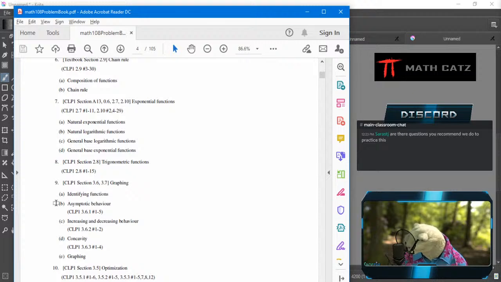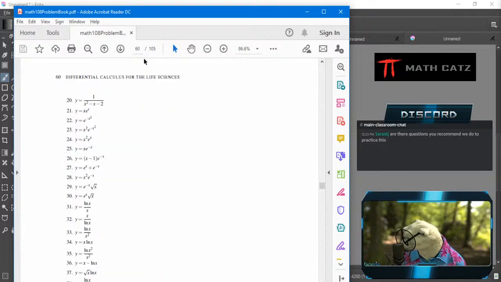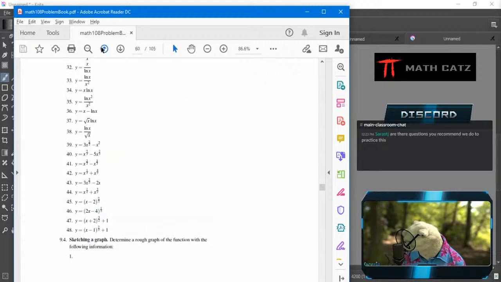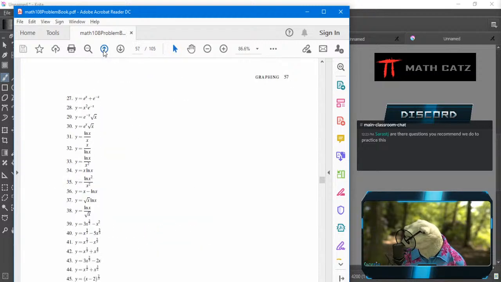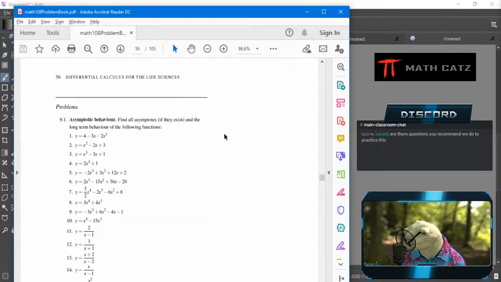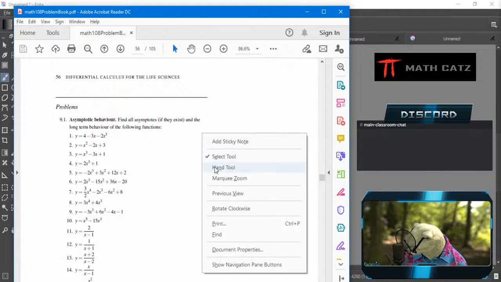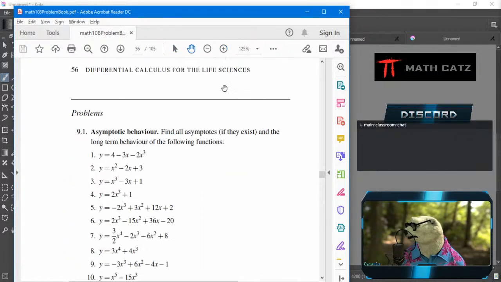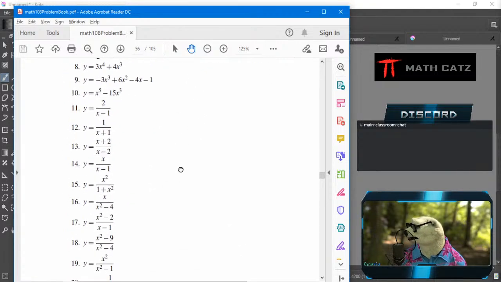So you can definitely do 9A and B. Let's go there. Where is that? I don't even know. Let's guess. Page 60. Was that a good guess? Oh, it wasn't a bad guess. There we go. So 9.1 is asymptotic behavior. Definitely we need to be able to do all of those.